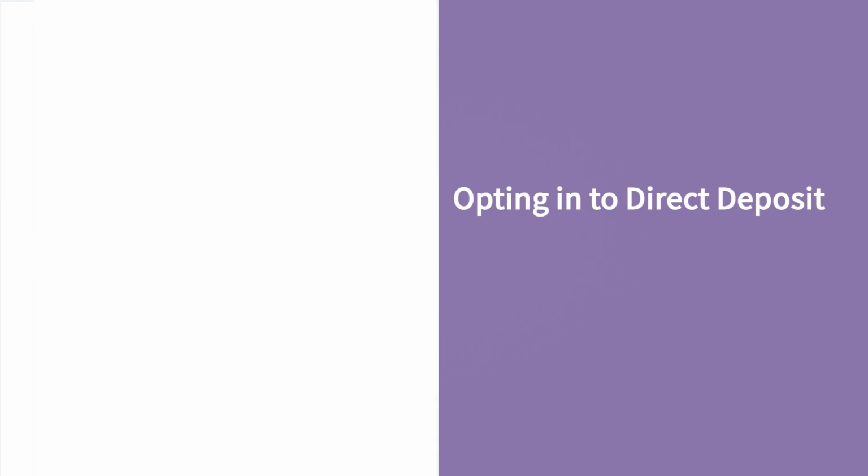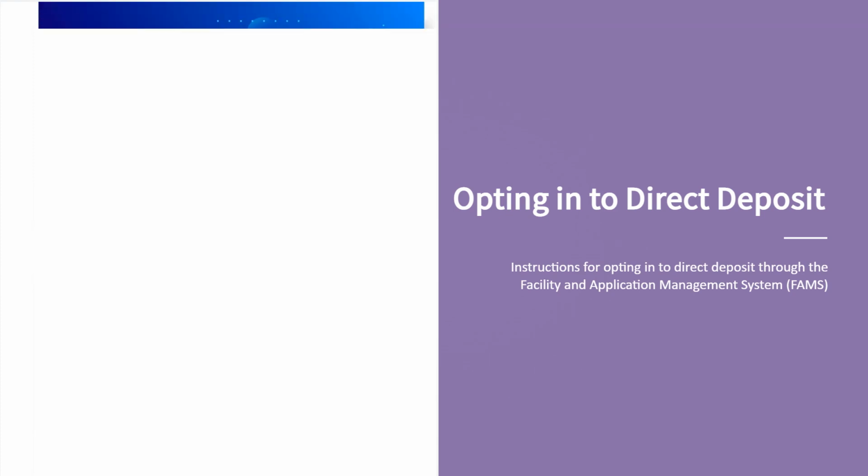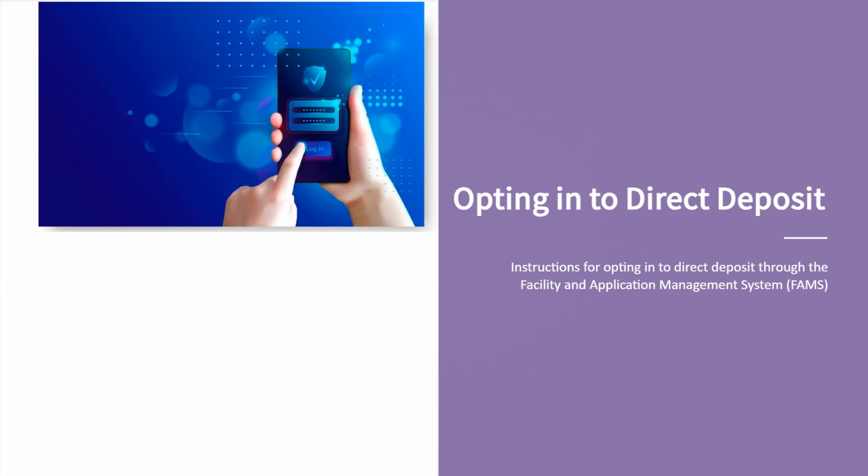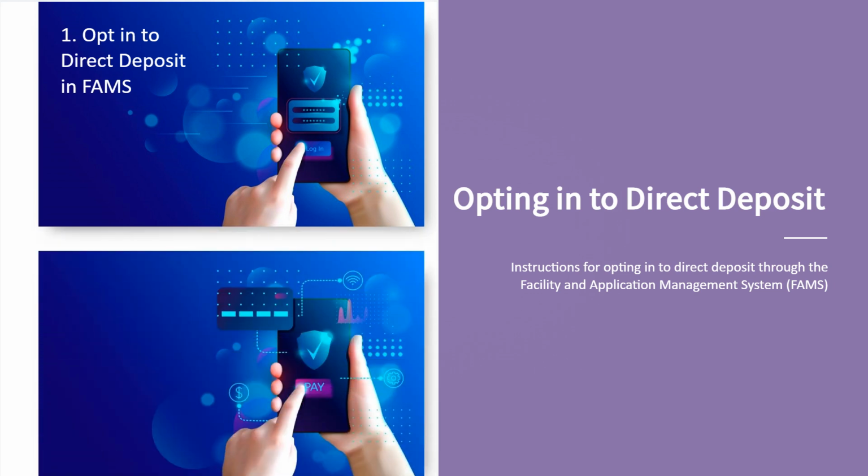The first step to setting up direct deposit is to opt in using the Facility and Application Management System, FAMS. This video guide will show you how. Setting up your direct deposit option inside of the FAMS application is only the first step to receiving your child care assistance payments electronically. After you have opted in within FAMS, by following the steps in this short video guide, you will need to go into NYE Pay and enter your banking information there as well. Look for the second part of this short video series for those instructions.